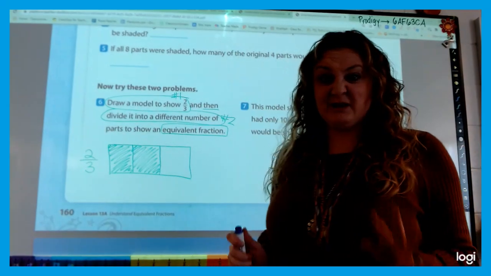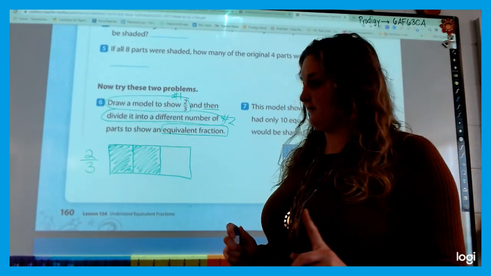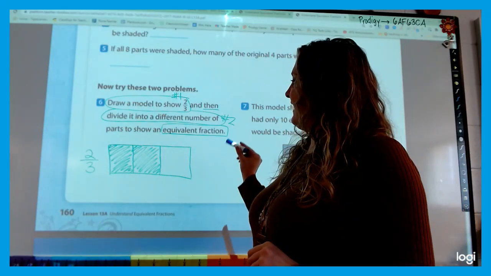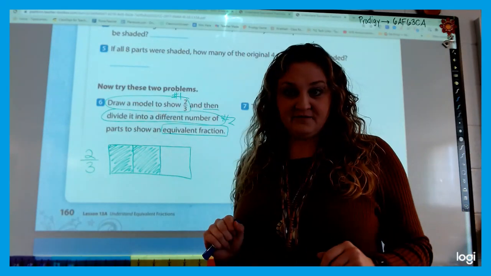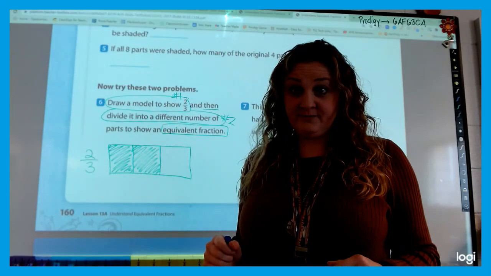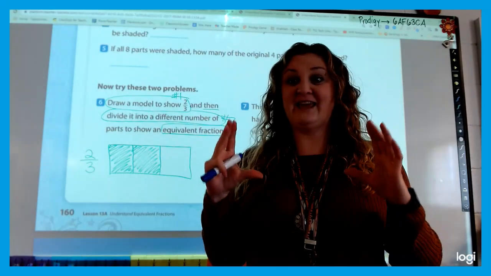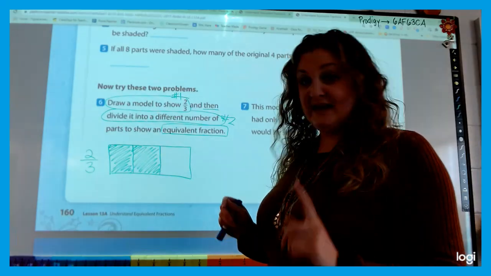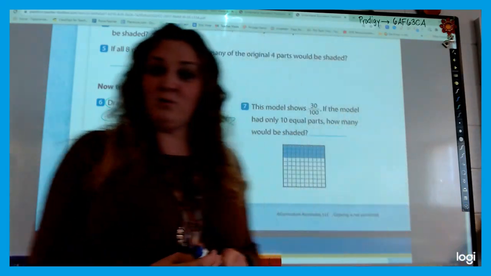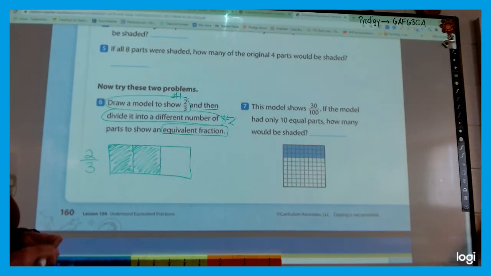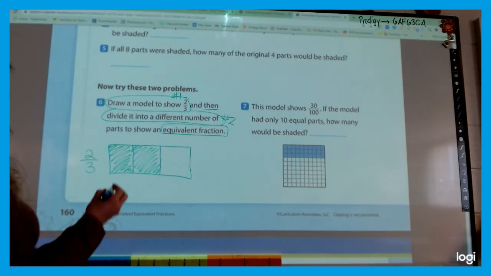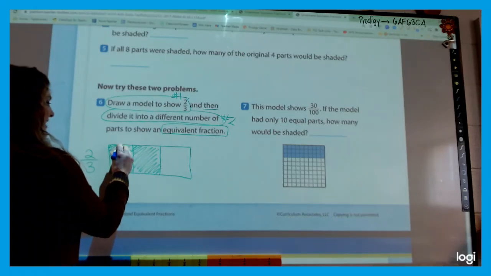Okay, this is the part that might be tricky for some of you, so listen carefully. We need to divide this box into a different number of squares, just like we did our circle. So remember, it started with 4 spaces, and we changed it into having 8. So there's an easy way to do this. Anytime they want you to show with a picture, think about dividing all your spaces in half.